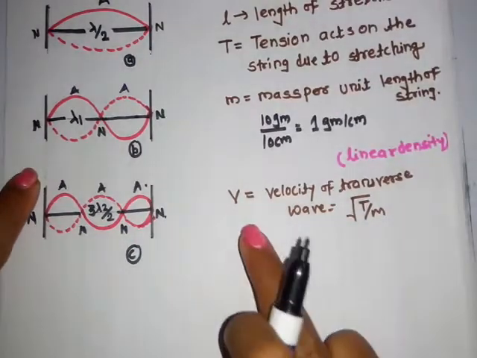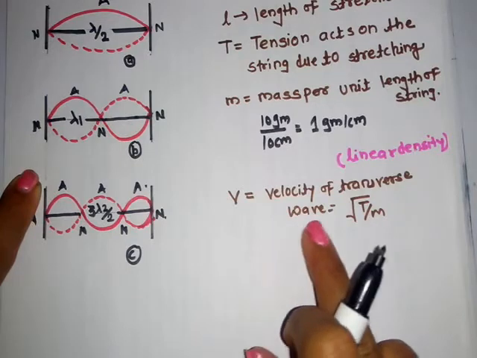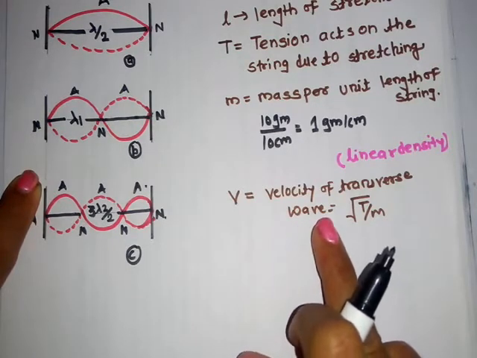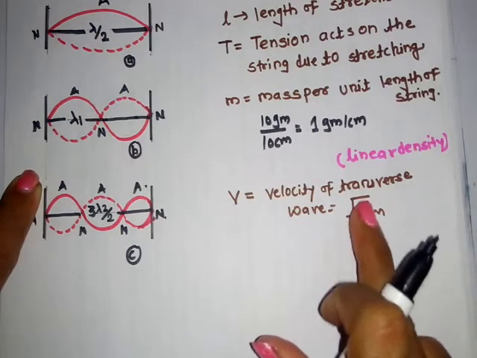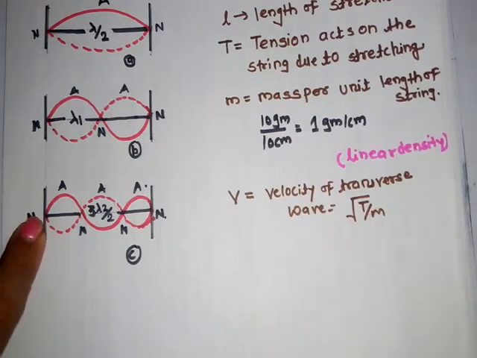And here v is the velocity of the transverse wave. It should be noted that the velocity of a transverse wave is always given by root T upon m. This is the formula for the velocity of a transverse wave.